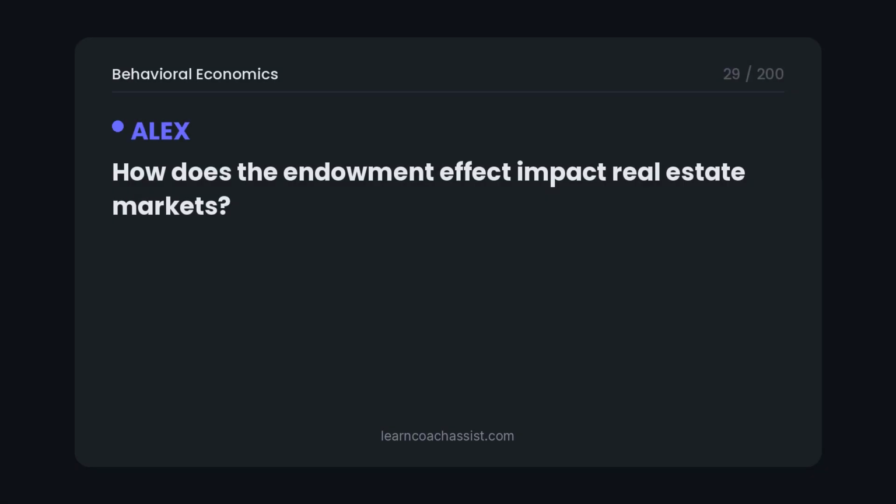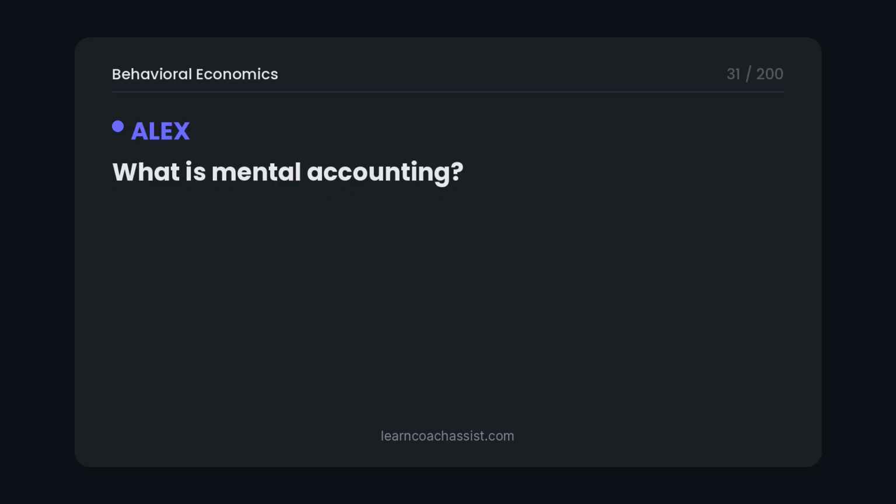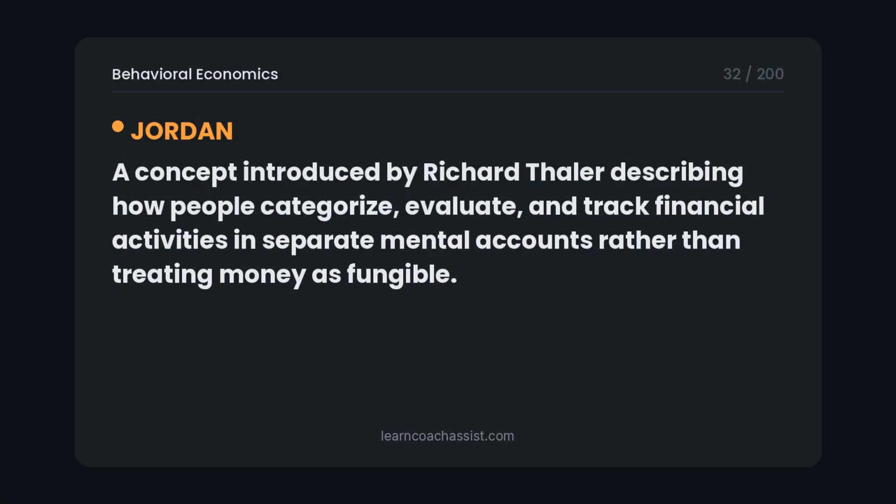How does the endowment effect impact real estate markets? Homeowners often set asking prices anchored to their purchase price, refusing to sell at a loss even when market conditions have changed significantly. What is mental accounting? A concept introduced by Richard Thaler describing how people categorize, evaluate, and track financial activities in separate mental accounts rather than treating money as fungible.